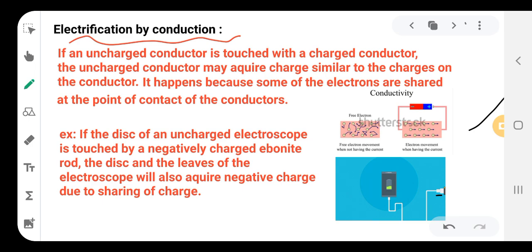So if we take a negatively charged conductor and there is another uncharged conductor, then this conductor also gains the same type of charge. They will share it. The condition for electrification by conduction is that they must be in contact with each other. You can see in the first diagram there is an electron movement when there is current.